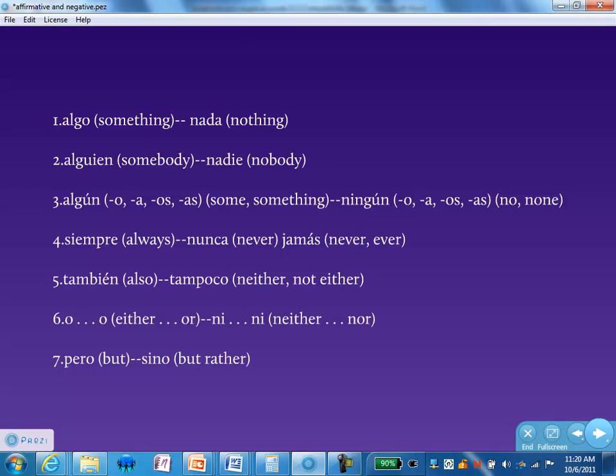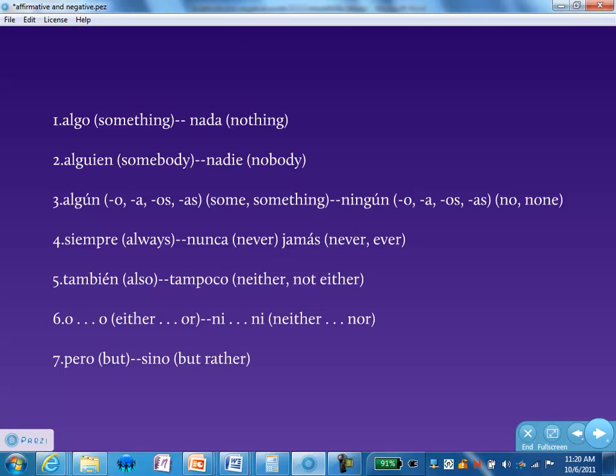Now, each affirmative word also has a negative word, a negative counterpart. So the opposite of algo, something, is nada, nothing. The opposite of alguien, somebody, is nadie, nobody. The opposite of algún, some, is ningún, no or none. Also nothing. Siempre, which means always, has two opposites, nunca, or never, and jamás, never or never ever.